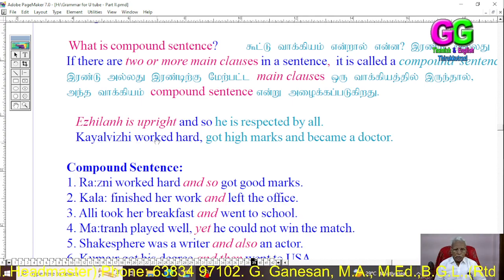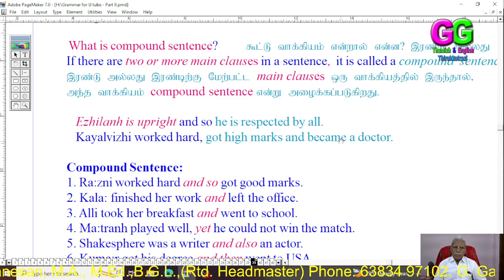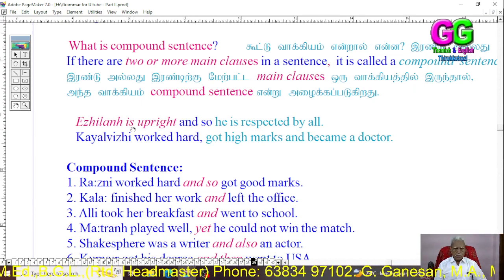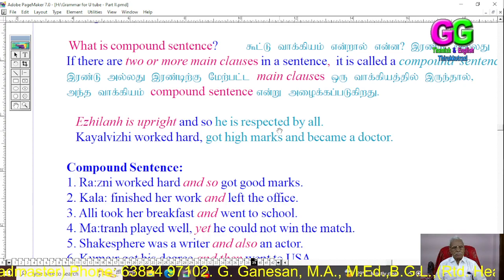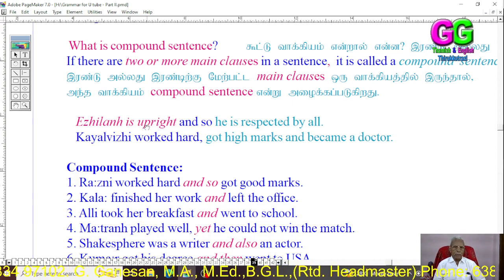Kayalvili worked hard, got high marks, and became a doctor. Dear students, in the first sentence, there are two main clauses. That is, upright, one clause. Is respected, another main clause. There are two main clauses in the first sentence. Elilan is upright and so he is respected by all.